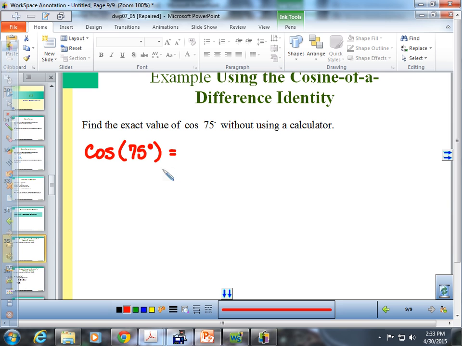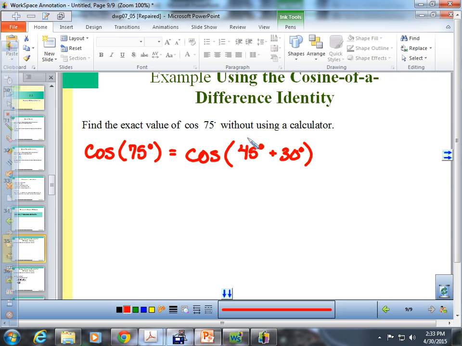Okay, 75 degrees. Is that one of the special angles that I know, like the back of my hand? It's not. But is it the sum of two angles I know, like the back of my hand? Absolutely it is. 75 is what plus what? 45 plus 30, right?